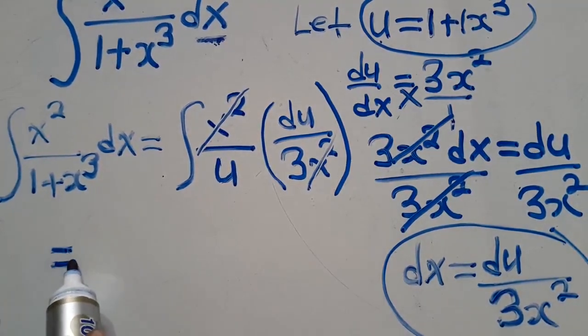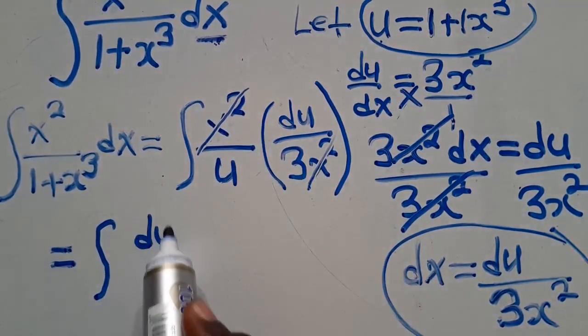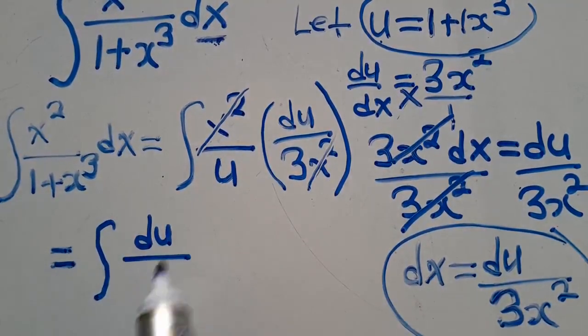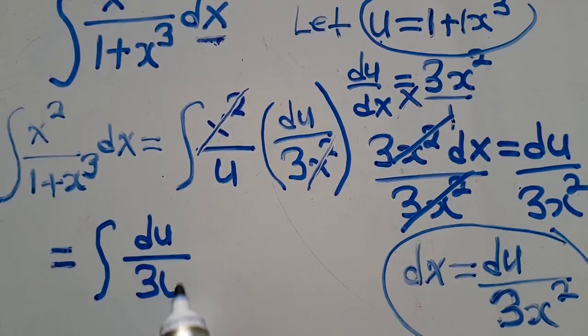This is equal to the integral like this, you write the integral. Here you've just remained with du over, we've remained with what? A 3 here times u, so 3u. Have you seen? This is what we've just remained with. I don't know if you are able to follow. This is what you've remained with.